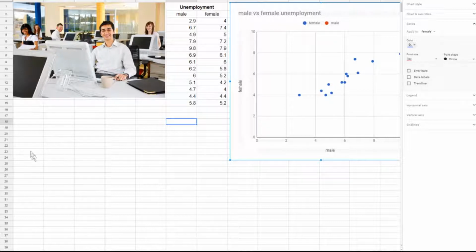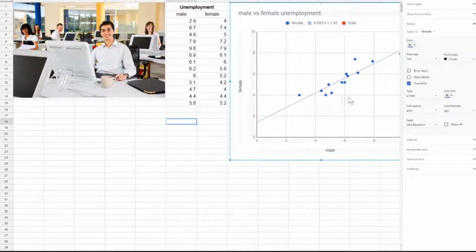Now, what I can do back here in the chart editor for the female data is add what's called a trend line. And what the spreadsheet will do is calculate a line which is the best fit it can make for this data. When I put this in, notice that what we've got here is a straight line. Obviously, not everything falls on a straight line, so there are outlying points. But this is a pretty good example.